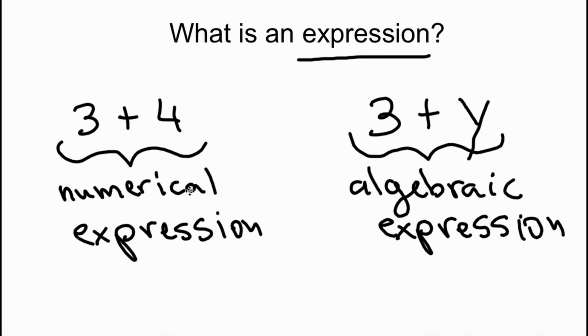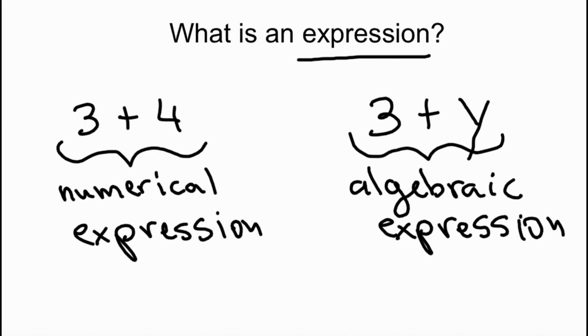And the reason being, as you might have guessed, because of the use of the variable, this is no longer a numerical expression, meaning you are not only using numbers, in this case you're also using a variable. So therefore this becomes an algebraic expression. Whereas this one only had numbers in it, therefore it's a numerical expression. But I still haven't defined what an expression is. Well, an expression is a mathematical sentence. For example, 3 plus 4 is an expression. 3 plus y is also an expression.